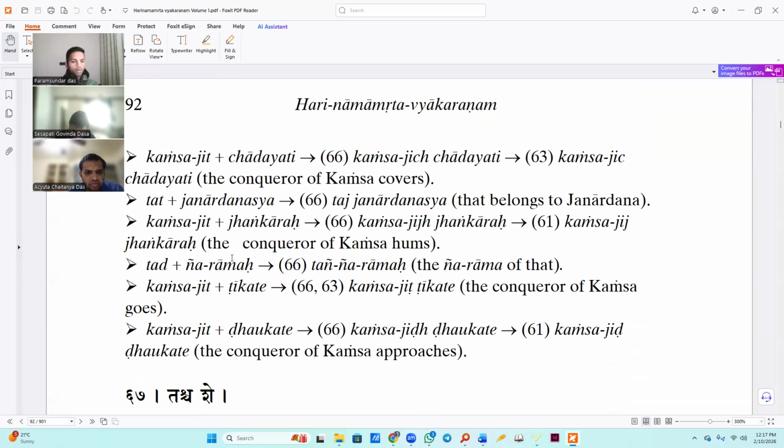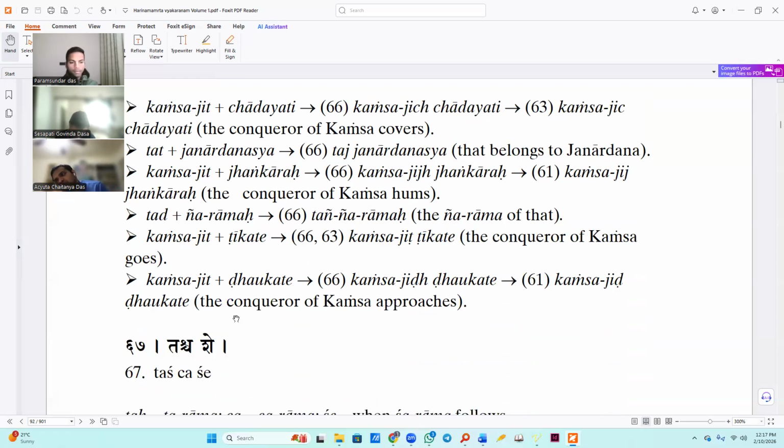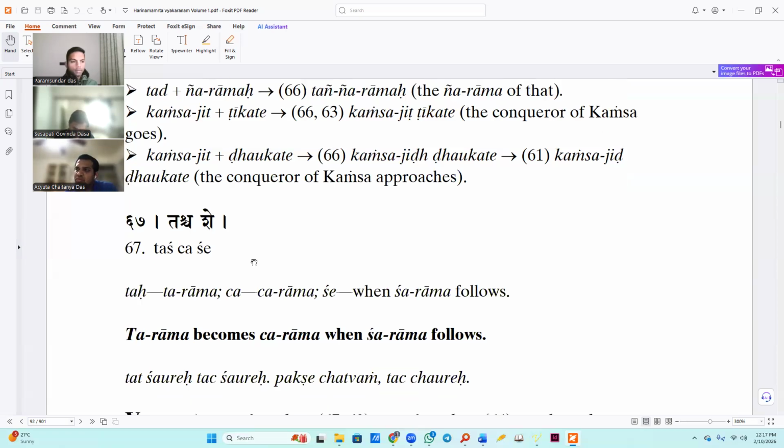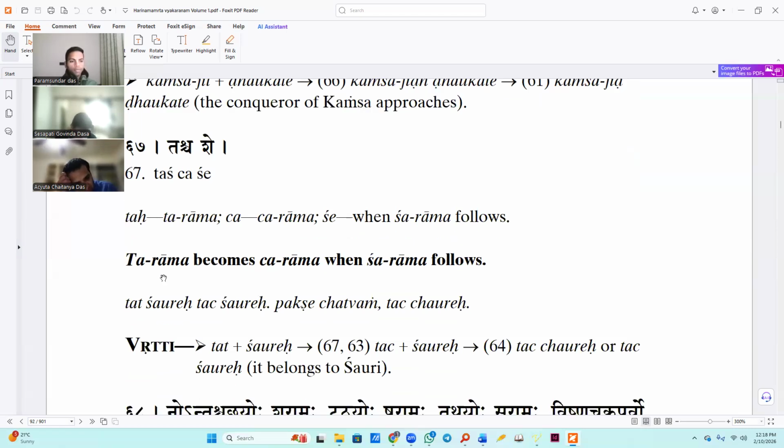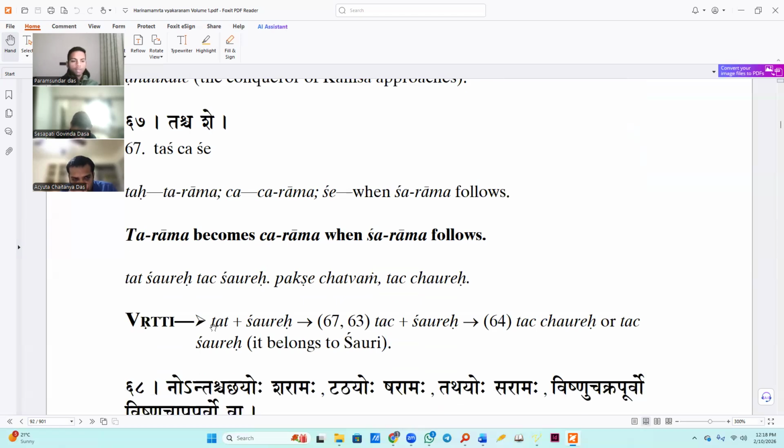Tatau Paravarno Lachata Vargeshu Nityam. Then Tascha She. If there is Ta at the first place, followed by Sha at the second place, then Ta becomes Cha. Example, Tat Shaurehe.